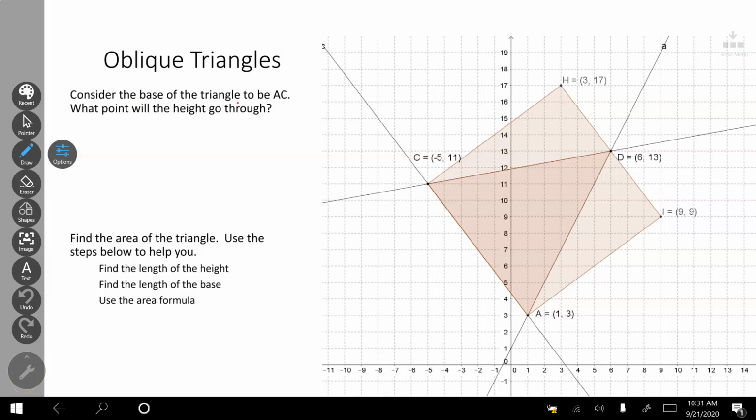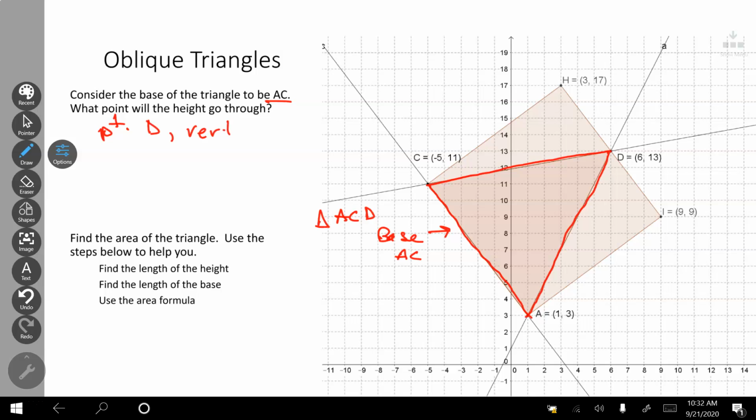So consider the base of the triangle to be AC. So here's AC right here. This is going to be triangle ACD. Here's my base, AC. So here's my whole triangle, all outlined in red. And it says, what point will the height go through? Well, it has to go through point D, which is the vertex across from that side AC.